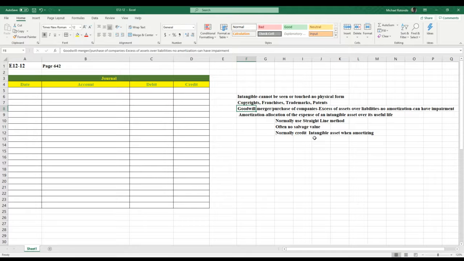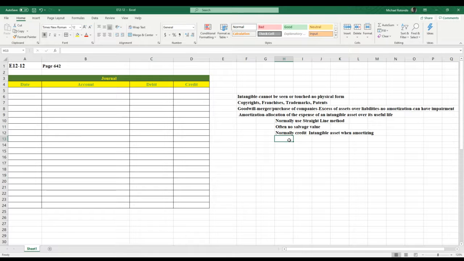The way that we expense the intangible asset over its useful life is called amortization. It's similar to depreciation, but because intangible assets have no physical form, they can't be depreciated in the sense that a plant asset is. Normally, with amortization, we use the straight line method, exactly the same as depreciation: cost minus estimated salvage value over estimated useful life. A lot of the time, there is no salvage value on intangible assets. It is possible, but often that's not the case.